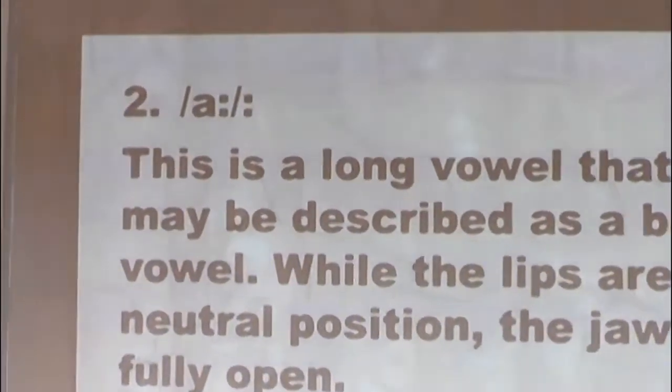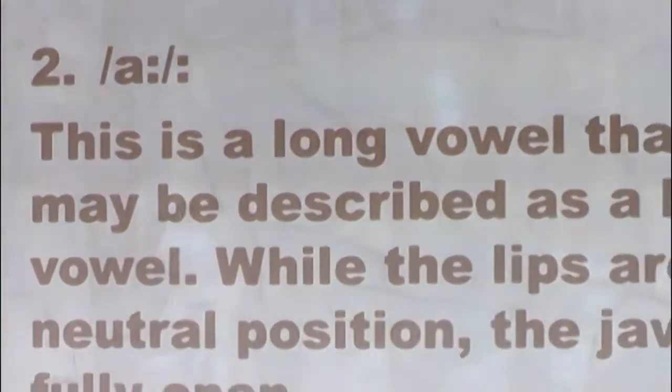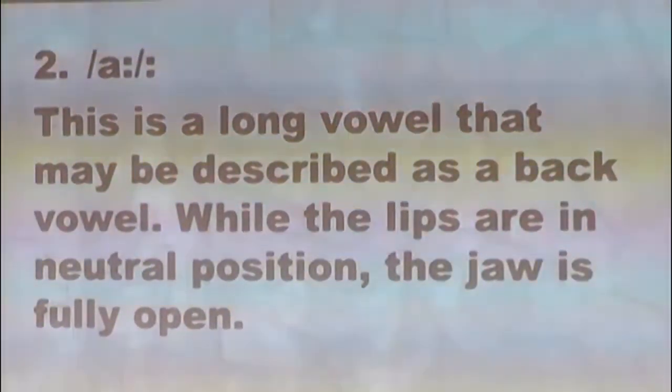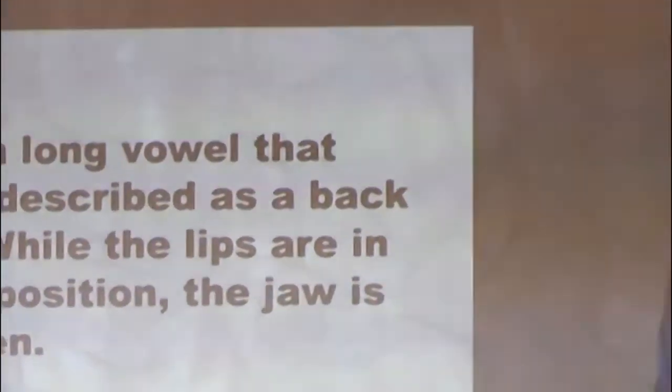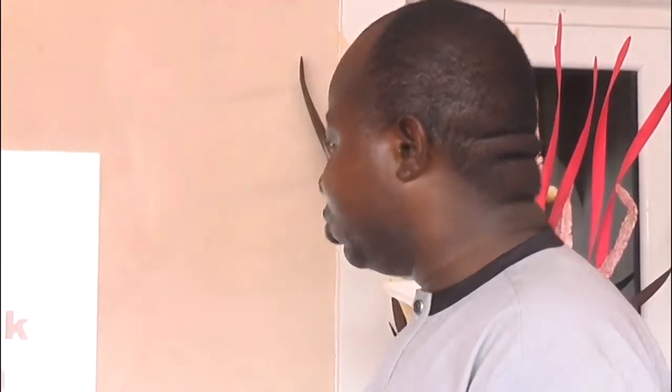This is the second long vowel sound. This long vowel sound may be described as a back vowel sound, but the lips are in natural position. The jaw is fully opened. Look at my mouth as I pronounce this. It's pronounced as ah, ah. Look at the jaw as I've earlier explained. The jaw will open. Ah, ah. Then let's look at the examples under this.